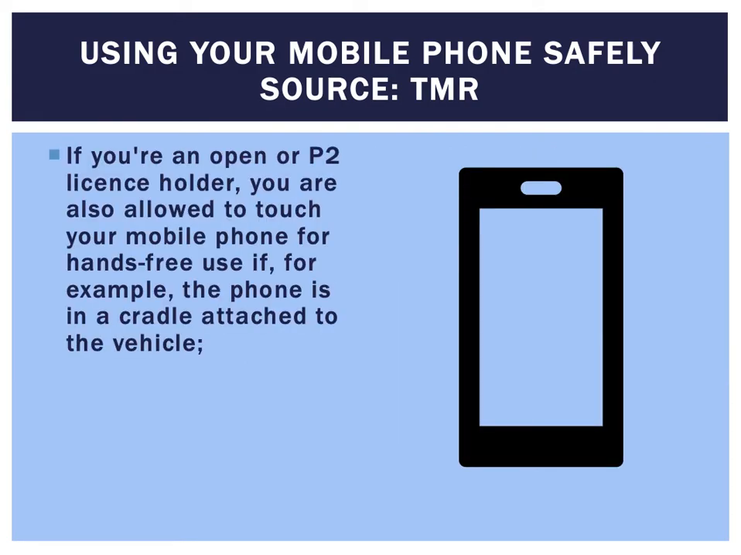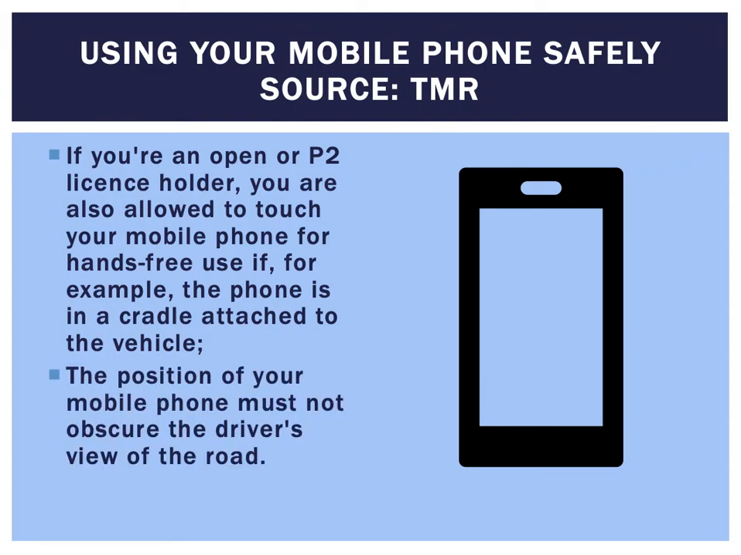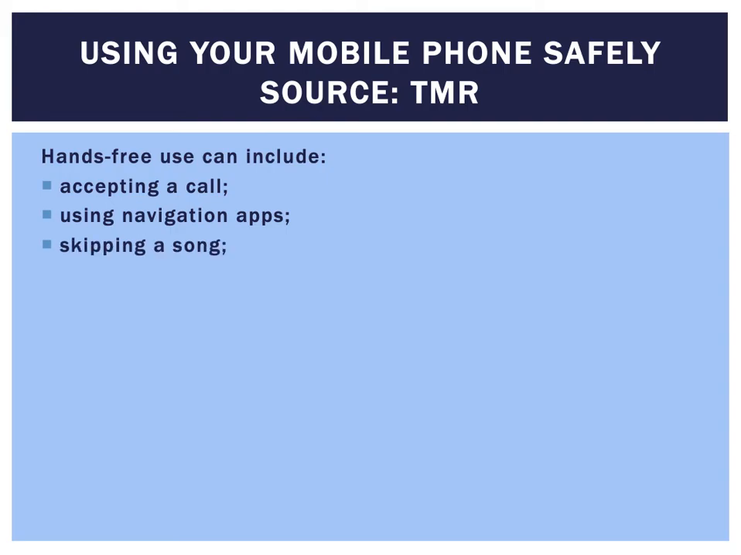If you're an open or P2 license holder, you are also allowed to touch your mobile phone for hands-free use if, for example, the phone is in a cradle attached to the vehicle. The position of your mobile phone must not obscure the driver's view of the road. Hands-free use can include accepting a call, using navigation apps, skipping a song, accepting or ending a trip as a rideshare driver.